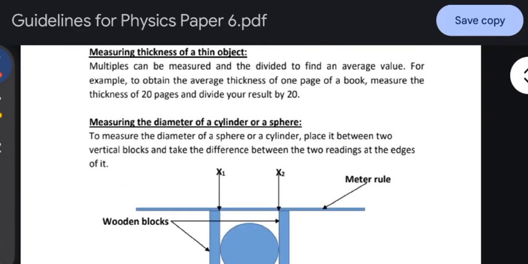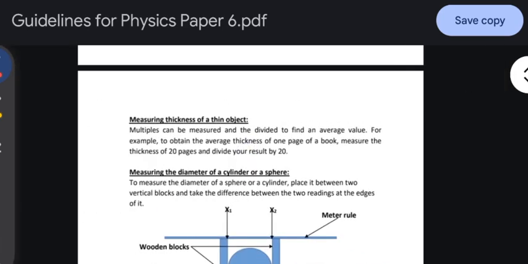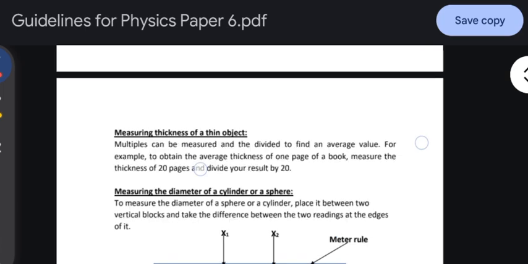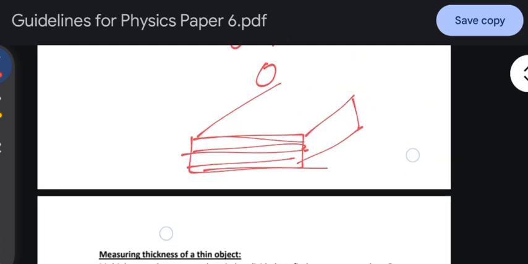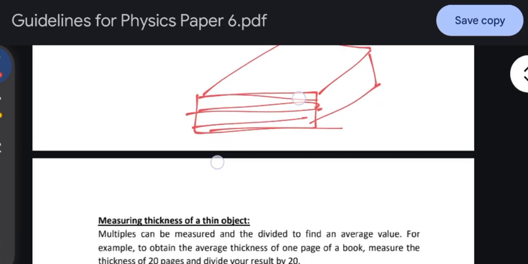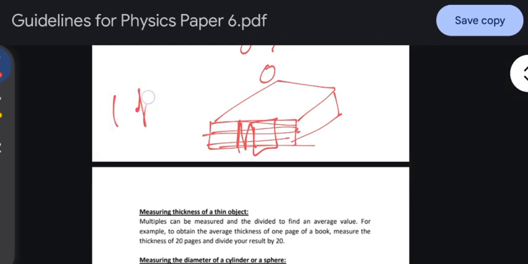Now next, measuring the thickness of a thin object. How are you going to measure the thickness? Multiples can be measured and divided to find an average value. For example, to obtain the thickness of one page of a book, measure the thickness of 20 pages. Of course, this is easy. For example, you have a book and it has many pages. I'm really bad at drawing, but okay. You can use a micrometer screw gauge, or you can use a ruler, but with the ruler, make sure to avoid parallax error, and you can measure the thickness of these many pages. Now you are asked to find the thickness of one page.